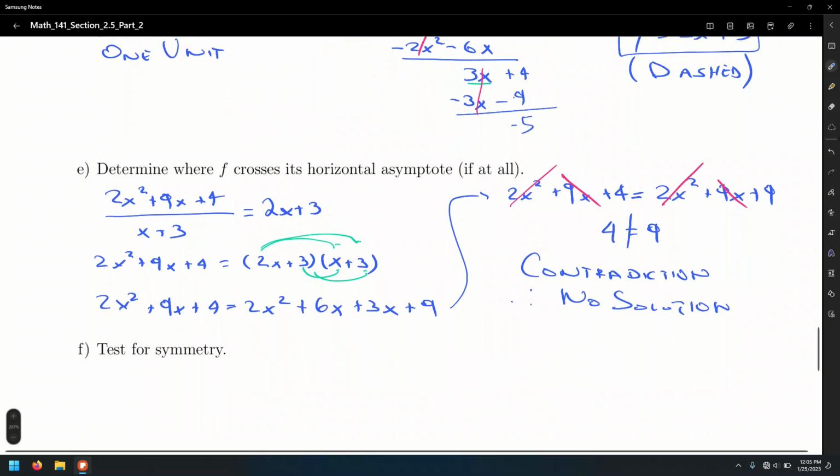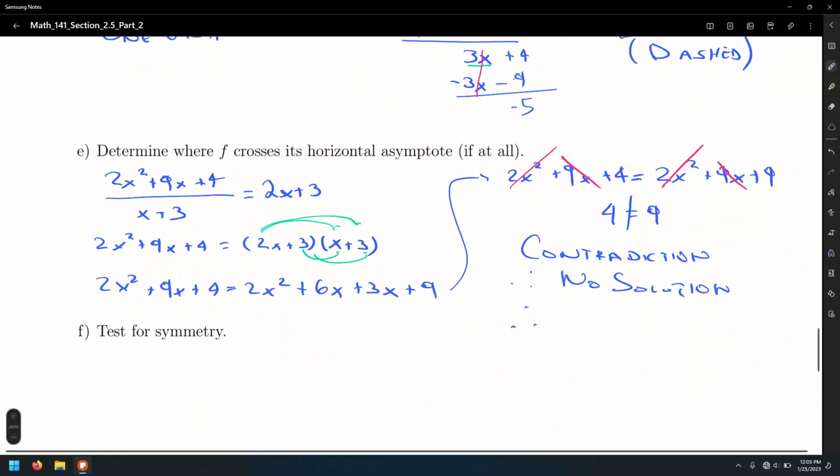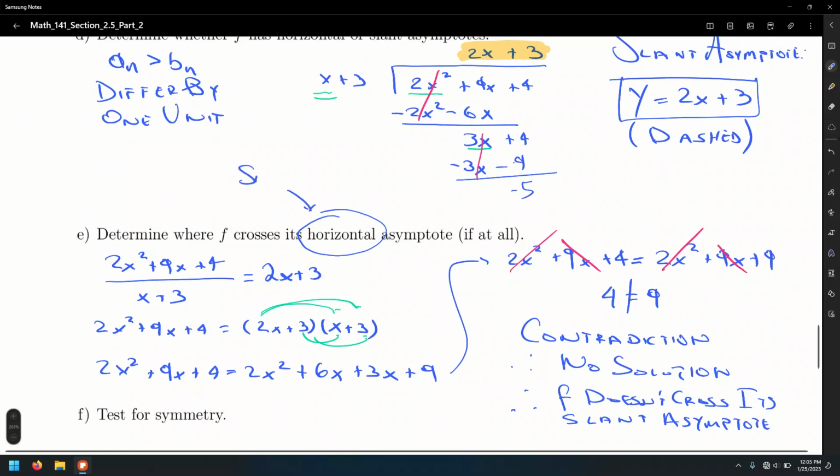Which, at the same time, leads us to conclude f doesn't cross its slant asymptote. All right? And in this case, how about we make a quick note over here in instructions and change to slant? Because in this case, we got a slant asymptote, not a horizontal one. And this slant asymptote is actually the one that we got in the previous step last time.